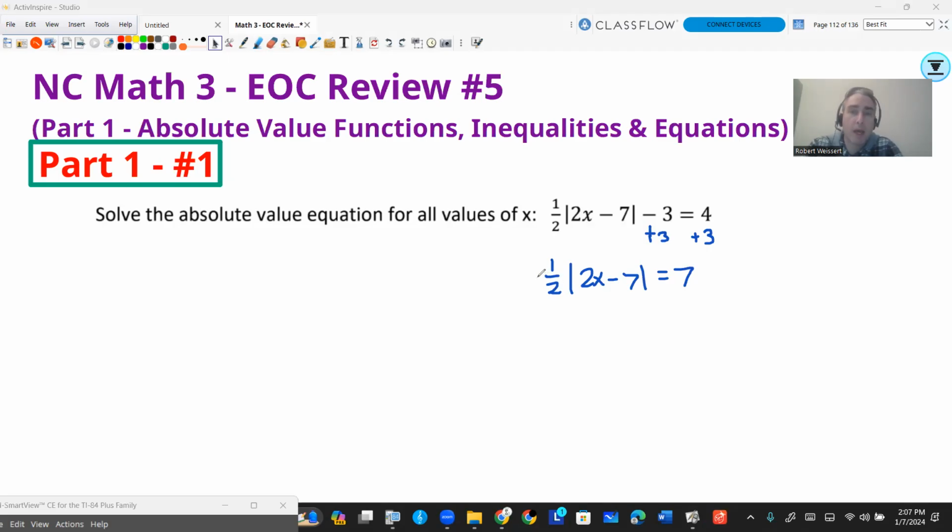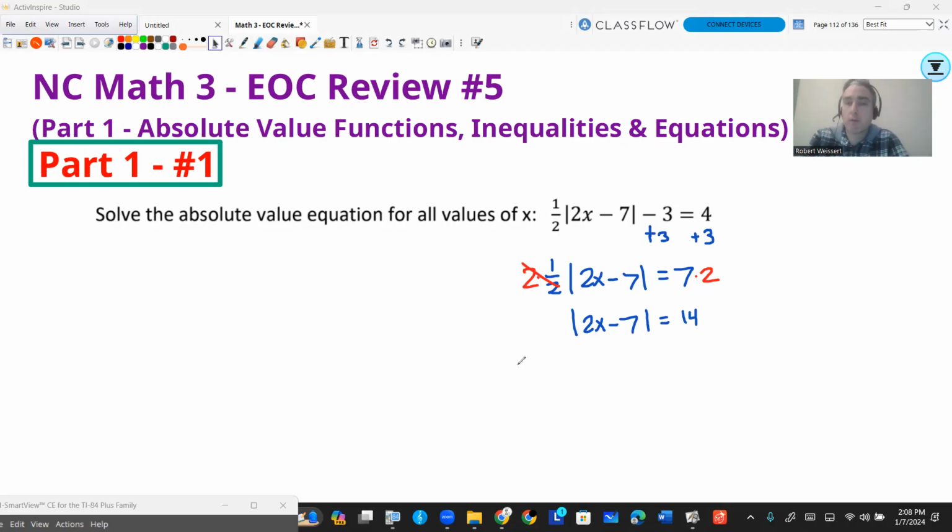We could divide by 1/2. Since that's 1/2, I'm more likely to multiply by 2 to get rid of that 1/2. But if it's just a number, divide by it. So 7 times 2 is 14. So that's going to clean that up. You have the absolute value of 2x minus 7 is equal to 14. From there, you're going to have 2 equations, all right? One with a negative 14 and one with a positive 14.